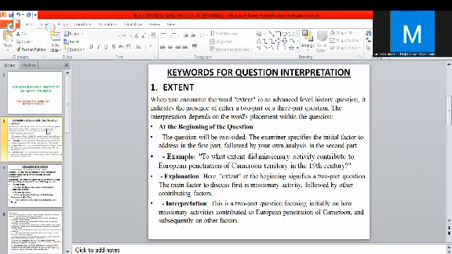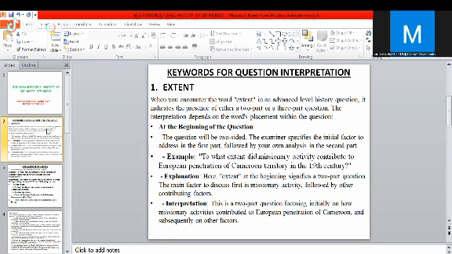And from the look of the question, where does the word "extent" start? Is it in the middle or is it in the beginning? It's at the beginning of the question. Therefore, when the word "extent" is at the beginning of the question, that question will obviously be two-sided. Here, "extent" at the beginning signifies a two-part question. The main factor to discuss first is missionary activity, followed by other factors.